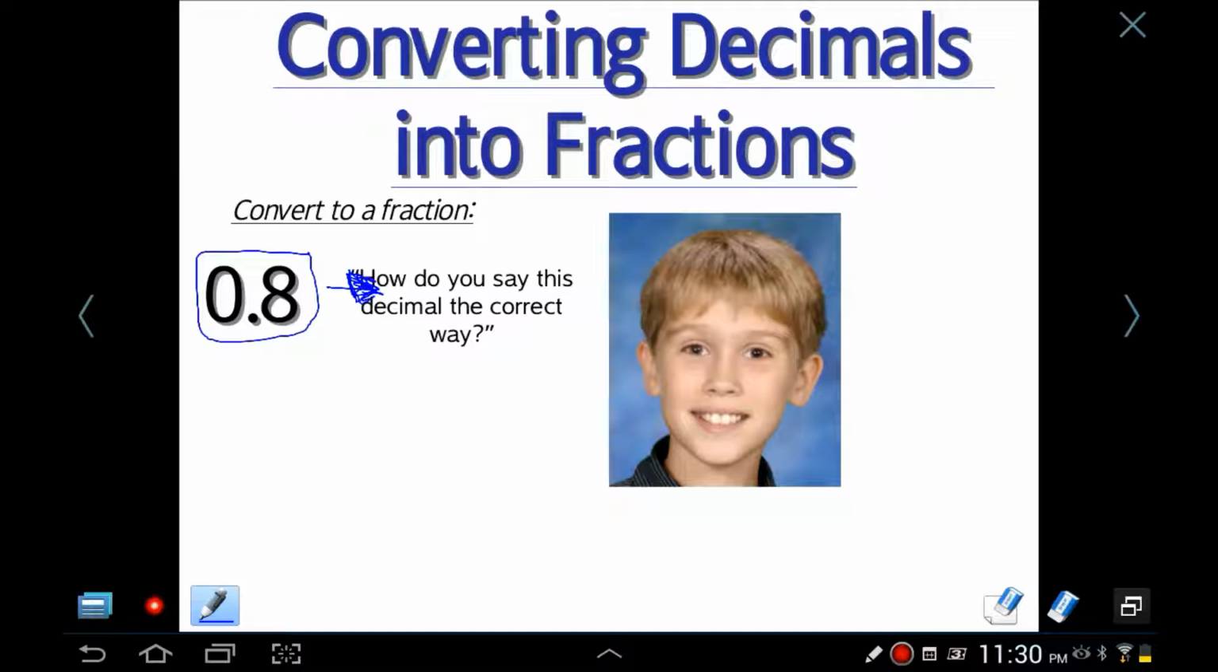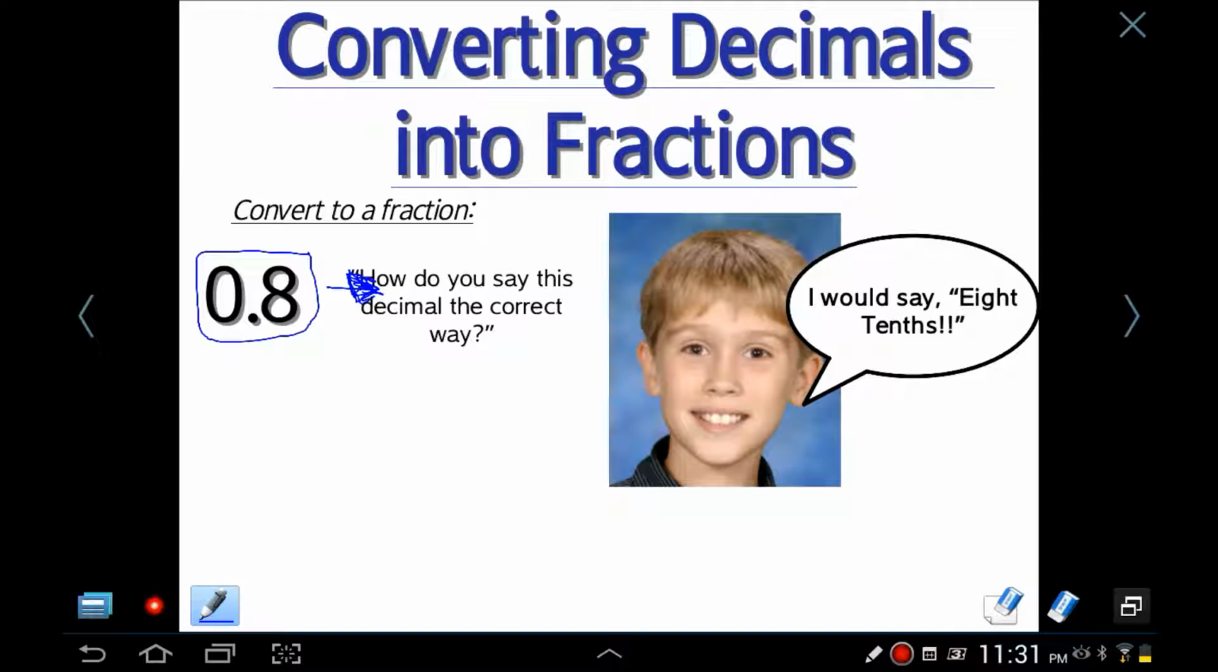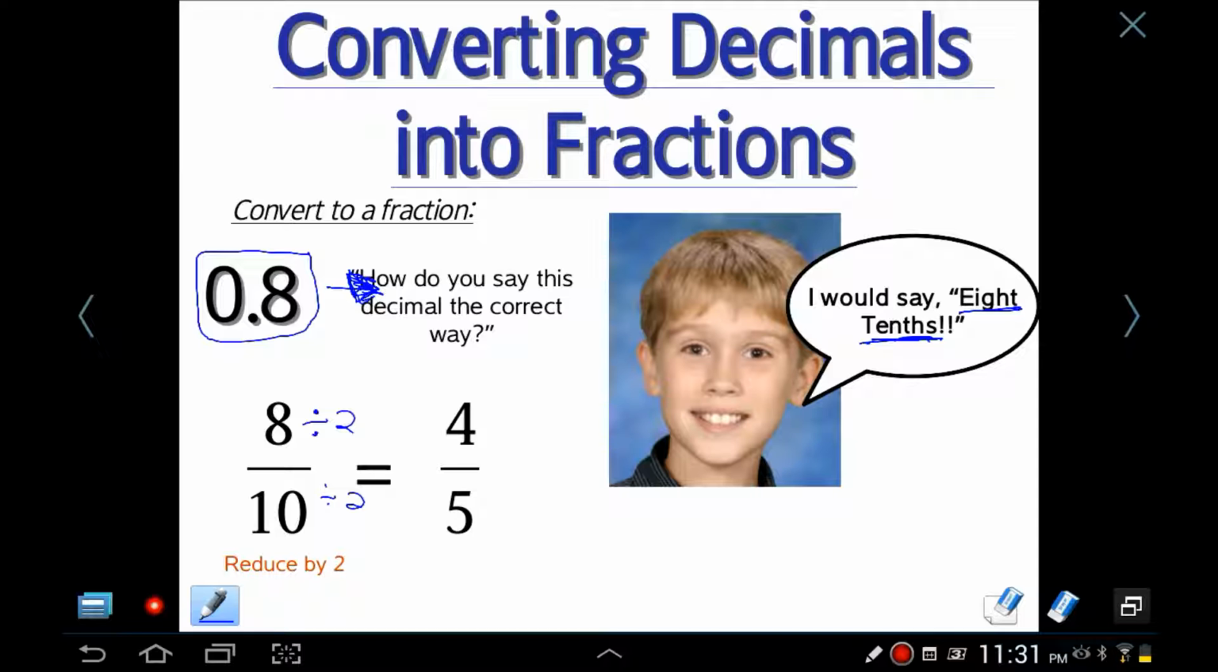How do you say this decimal the correct way? Braden told me earlier he would say 8/10. Now he's saying it the correct way, the formal way, not just 0.8, but 8/10. He's actually saying it as a fraction too. 8/10. And then all you have to do is reduce. So what is 8/10 reduced by? Well, you can divide by 2. So 8/10 turns into 4/5. There you go. And that does it.